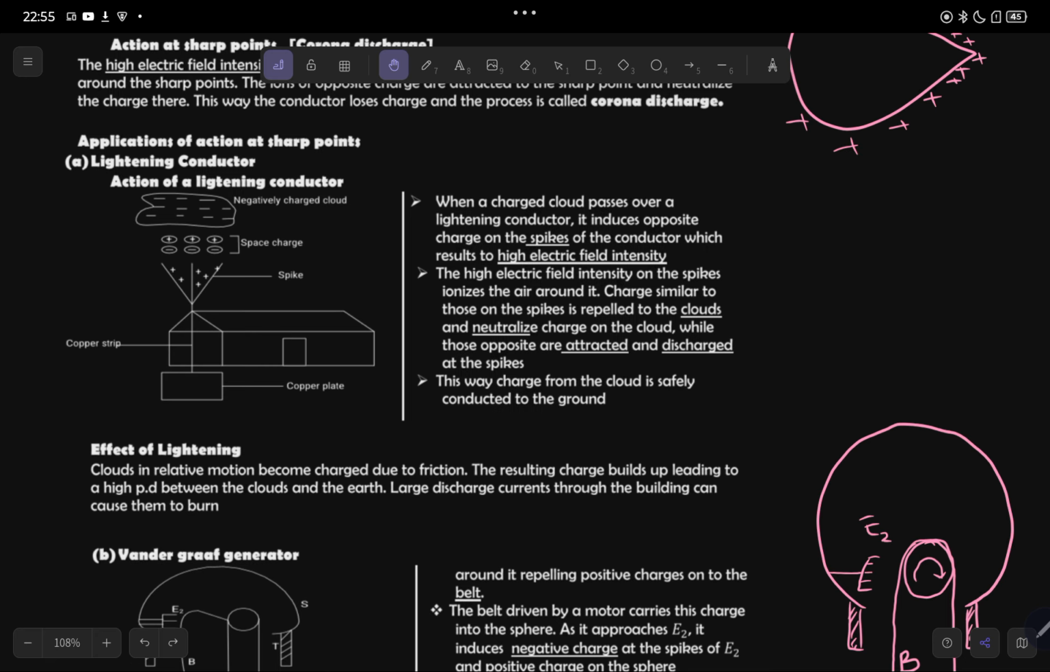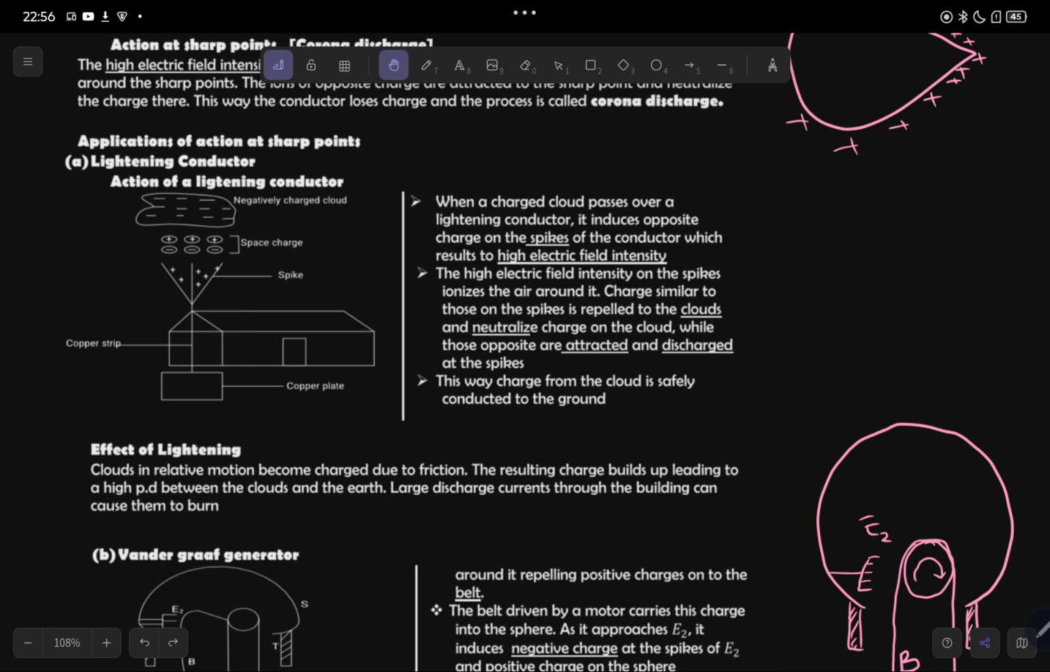When clouds are in motion, they become charged due to friction as they rub against one another. Now, the resulting charge builds up, leading to a high potential difference between the clouds and the earth, because the clouds are now charged and the earth is not. So, because of that high difference in charge, we have a high potential difference between the clouds and the earth. Now, because of this, current is easily expected to move at a very high rate, what we call discharge currents.